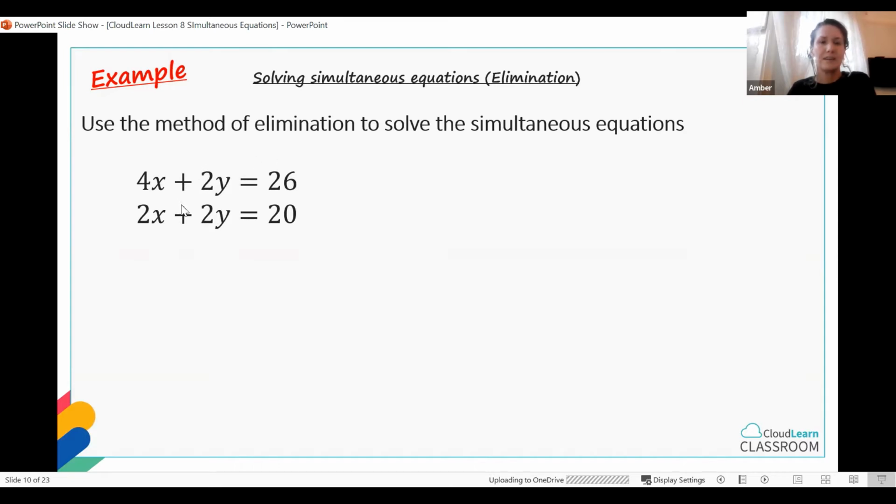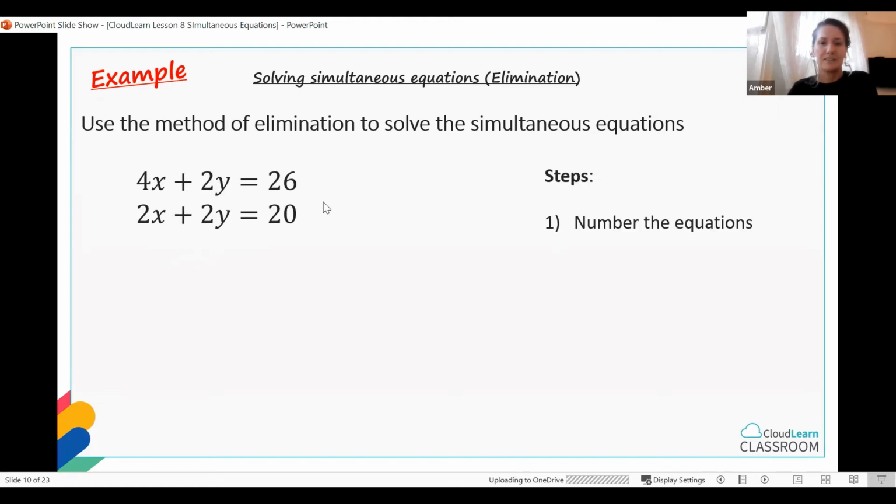What you can see here is we've got exactly the same thing in both of these. I've done this on purpose. We've got 2y in both of these equations. That won't always be the case, but it's the easiest thing to start with. When you have 2 that are exactly the same, so the number in front of one of the letters is the same in both, then we can just follow these steps.